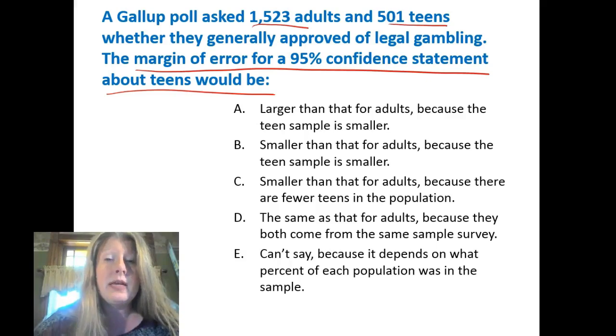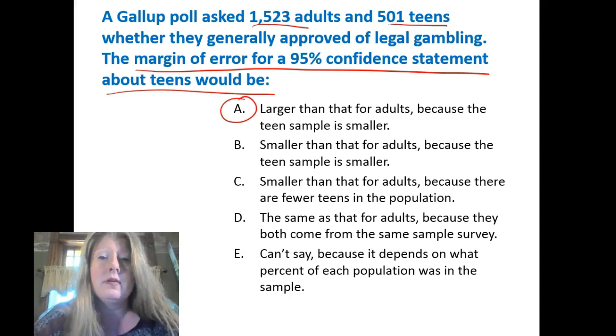So the smaller sample size would lead to a larger margin of error. So the margin of error for teens will be larger than that for adults because the teen sample is smaller. So A is the best answer here.